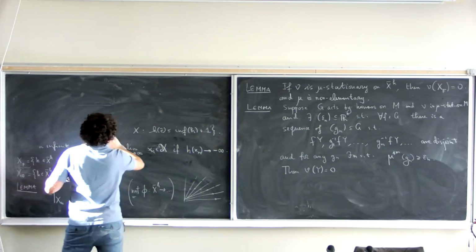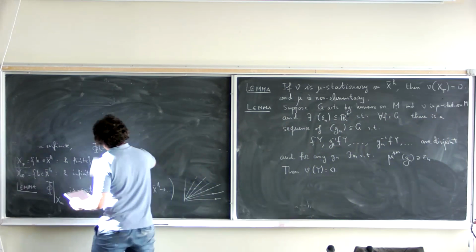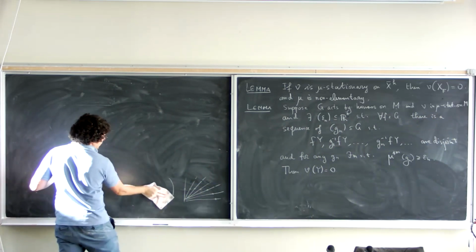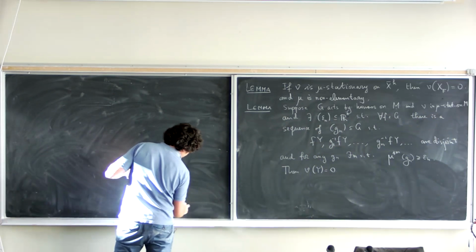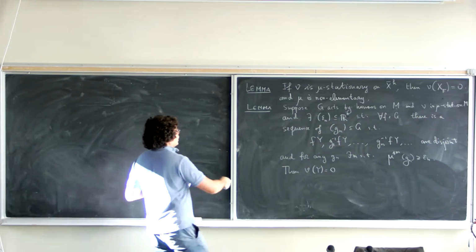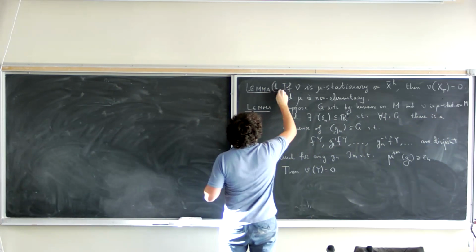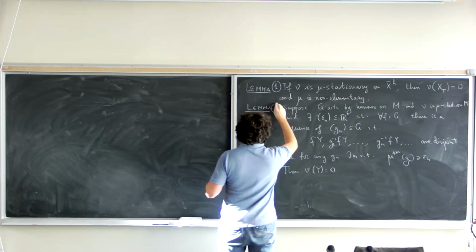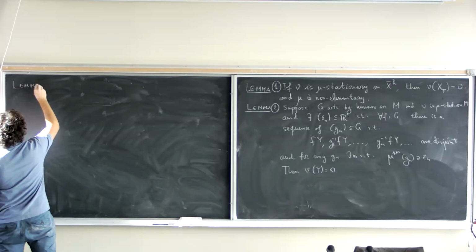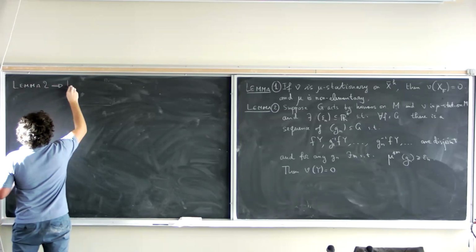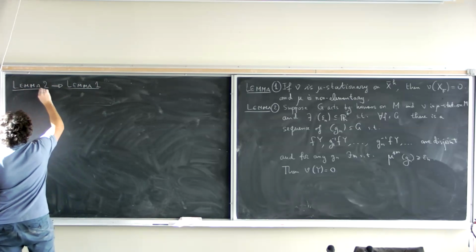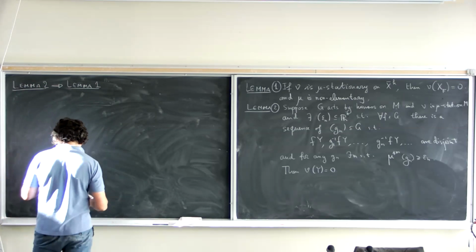Maybe we can see immediately how to apply it. Maybe that's the easiest part, and then we can prove the lemma. It's not that complicated. It's just using the stationary properties. So let's call this lemma 1 and lemma 2. Let's see that lemma 2 implies lemma 1. So how do we see that?